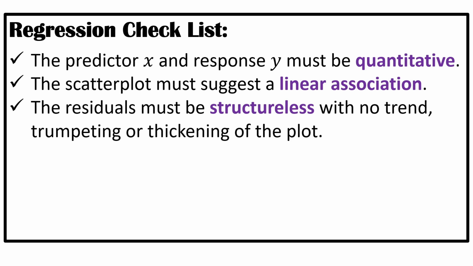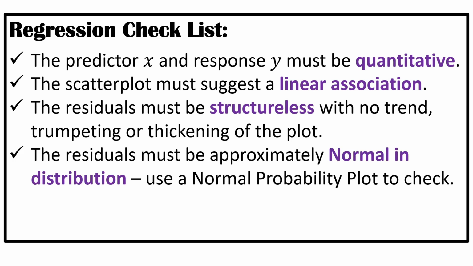This means that there's no trend in the residuals. There's no trumpeting or thickening of the plot. I'm going to show you some examples to make sure you understand what that condition is all about in just a minute. The residuals also must be approximately normal in distribution. You might recall that the way we can tell whether a data set is consistent with a normal distribution is we make a normal probability plot. I'm going to show you one of those in a minute.